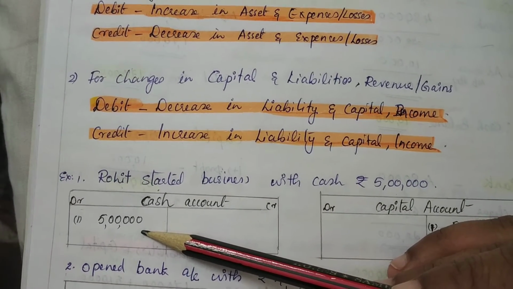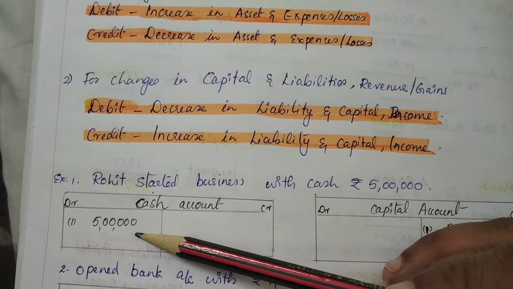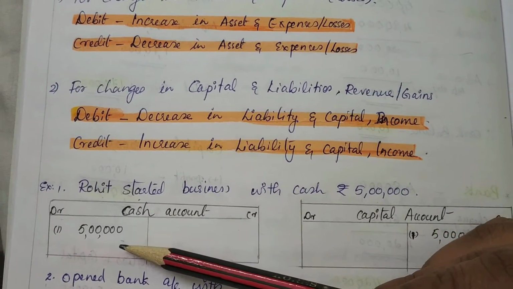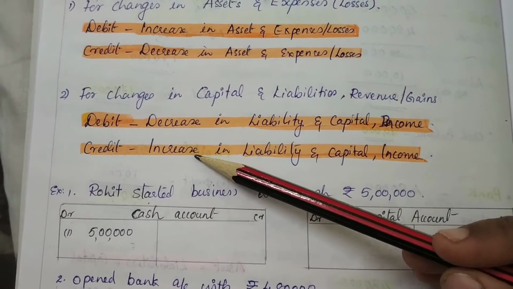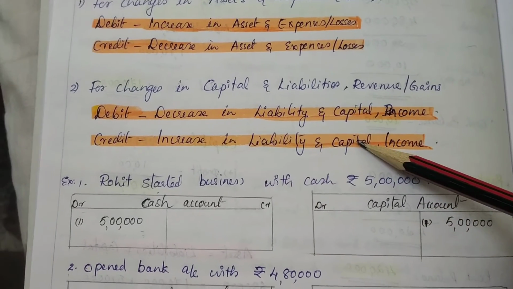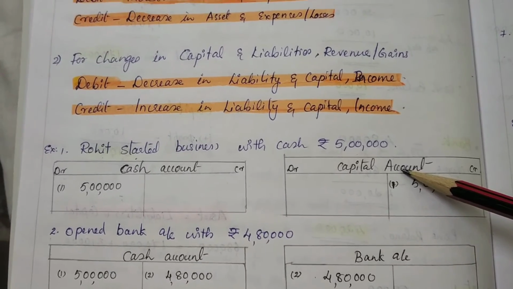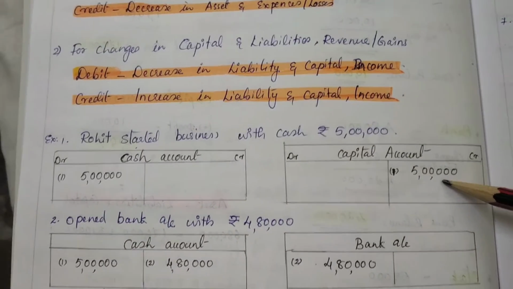Then next is capital, right? This cash of 5 lakh is also capital. So when capital increases, what do we have to do? Increase in liability or capital, we have to credit. So in the capital account, we are crediting 5 lakhs.